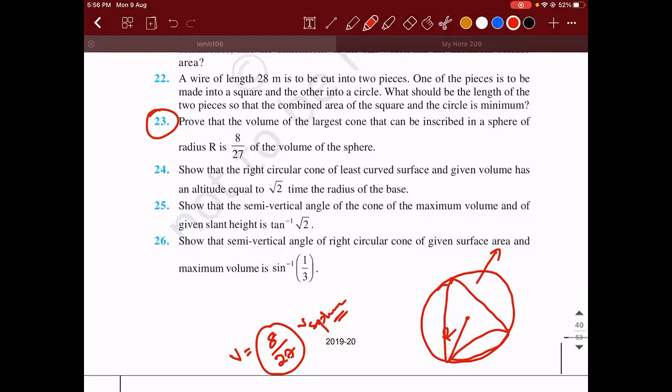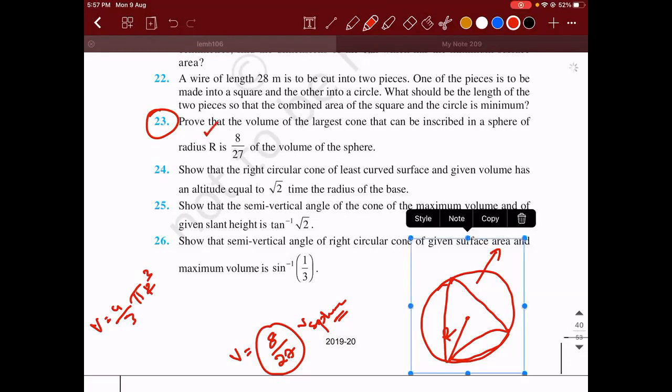Wait, are you there? Yes, sir. How to do this problem? Just tell me, I'll create the equations. The remaining part you guys can solve. The volume of cone is equal to 8 by 27 volume of sphere. We can substitute the formula and simplify it. So how do we solve? Volume of the sphere is 4 by 3 pi R cube, right, sir?